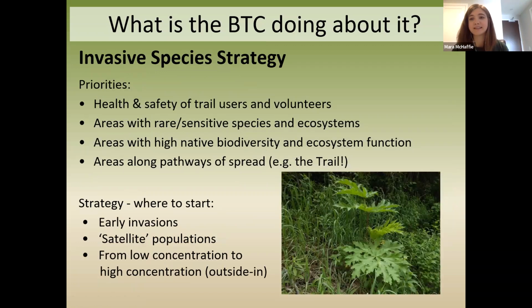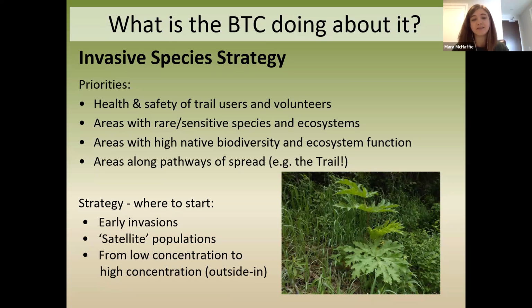So the first thing is that we actually have an invasive species strategy here at the BTC that helps us prioritize management of different species in different areas. And so we really place high priority on the health and safety of trail users and volunteers, which is why things like giant hogweed, which you can see on the bottom right again, are really high priorities for us because they pose that health and safety risk.